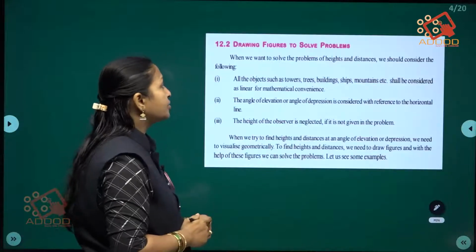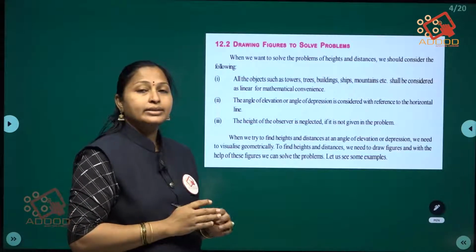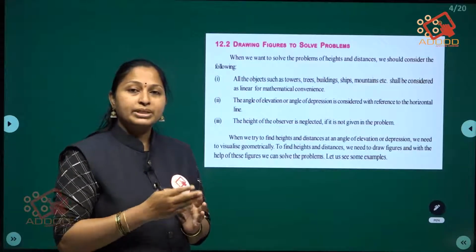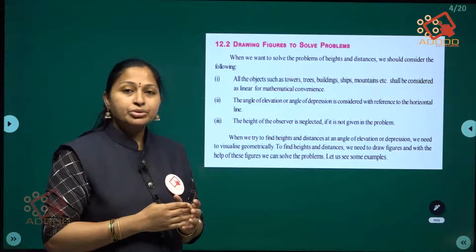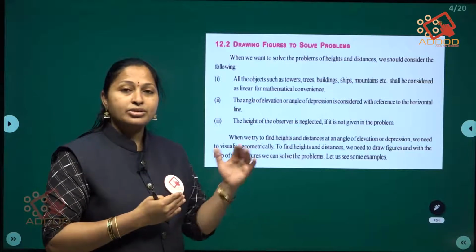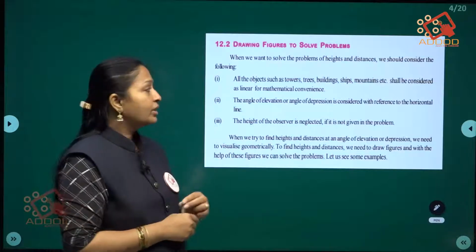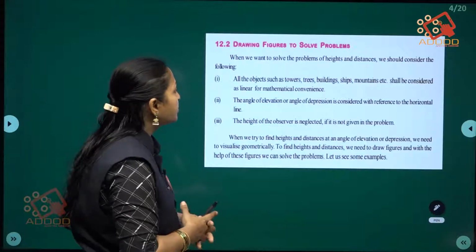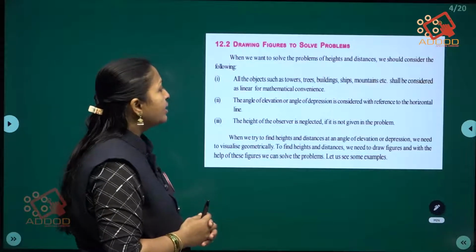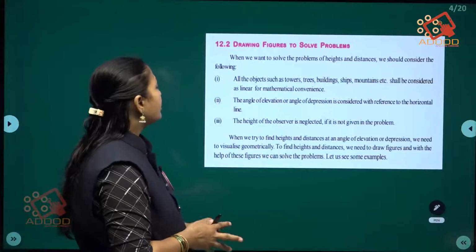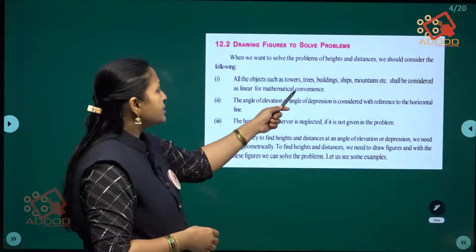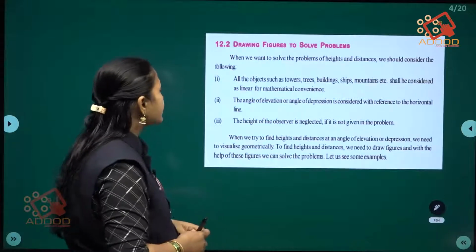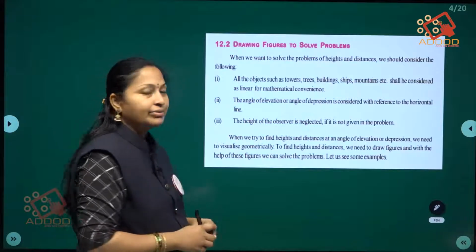Now, drawing figures to solve the problems. In this chapter, we are going to solve the problems completely based on figures. First we draw the figure based on the question, then we solve. How do we draw the figures? When we want to solve problems of heights and distances, we should consider the following. All the objects such as towers, trees, buildings, ships, mountains, etc. shall be considered as linear for mathematical convenience.